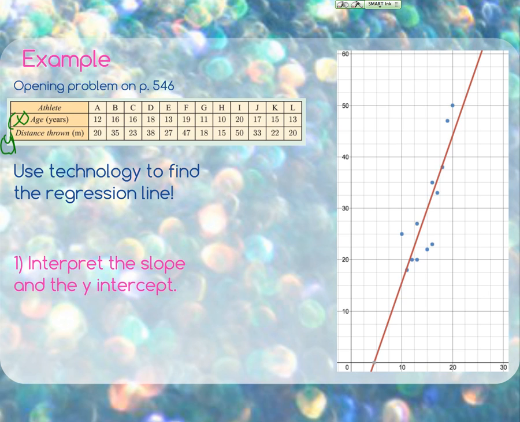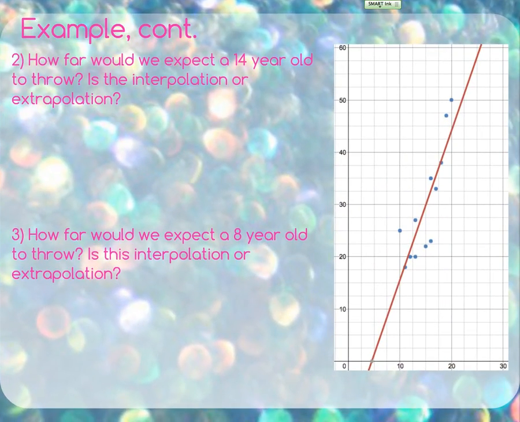All right, now we're going to use the same data. I'm not going to keep the chart up, but I am going to keep the graph going so we can use that as a reminder of the information in our charts. So how far would we expect a 14-year-old to throw?